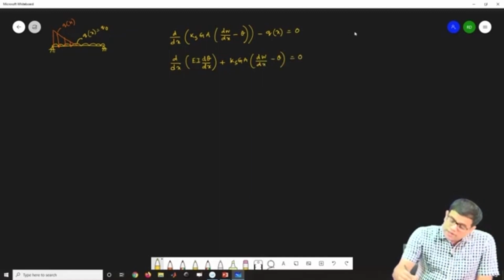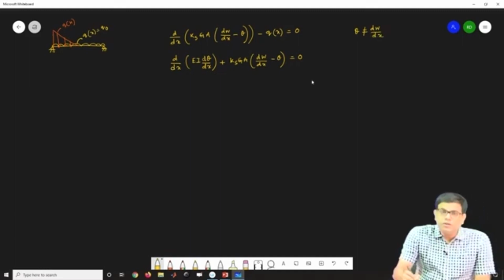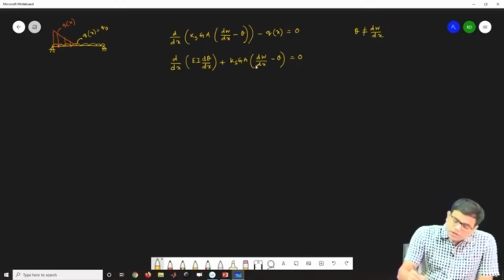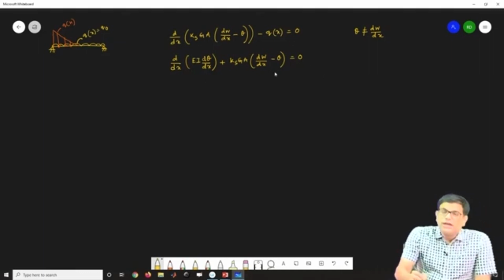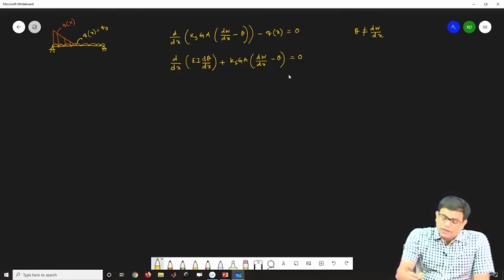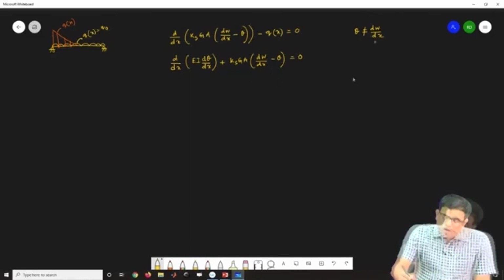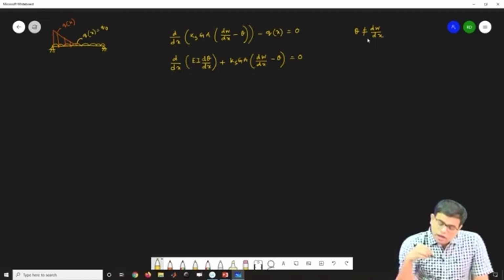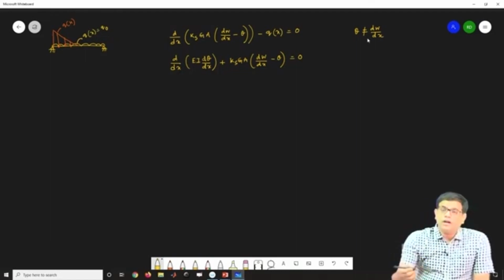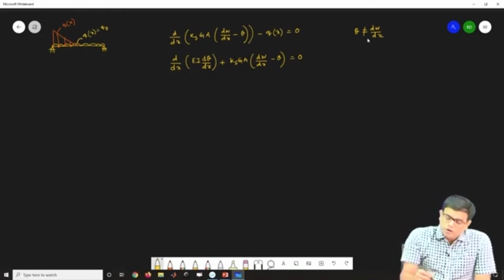So, here the main assumption is that theta is not equals to dw dx. So, if you put theta equals to dw dx, then this equation becomes 0. So now your strain energy will change actually. If I try to minimize it, you will get the standard Euler-Bernoulli equation or governing differential equation of the Euler-Bernoulli beam.